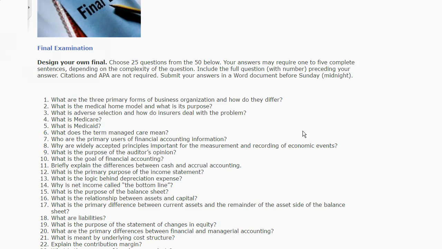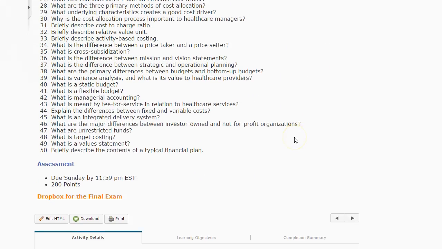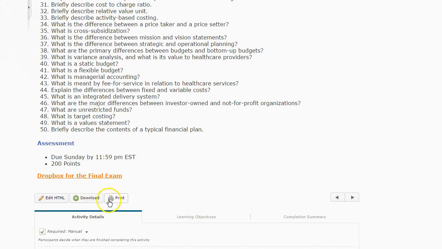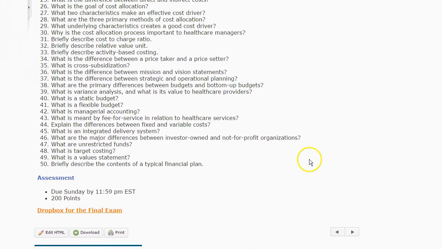You're just going to list the question that you chose. Make sure you include the number. Let's just pick one, number 10. So you're going to write number 10, what is the goal of financial accounting? And then you're going to put your answer right below that. And then all this is going to be in a Word document, and you have until Sunday at midnight to turn it in. And this one is worth 200 points. So keep that in mind and make sure you do have that in.